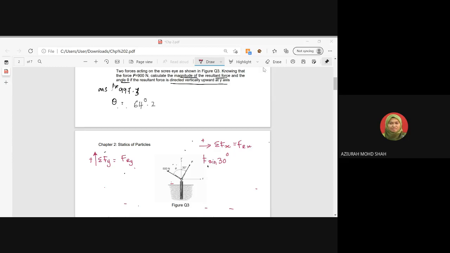So it's positive. Why is it positive? Because it is in the first quadrant. So for FY, we know that this is F cos 30 degree and it is also positive because it is in the first quadrant. Next, what we have here, 500 Newton. Okay, 500 Newton, the X component will be, how we write that? For X component 500 Newton.